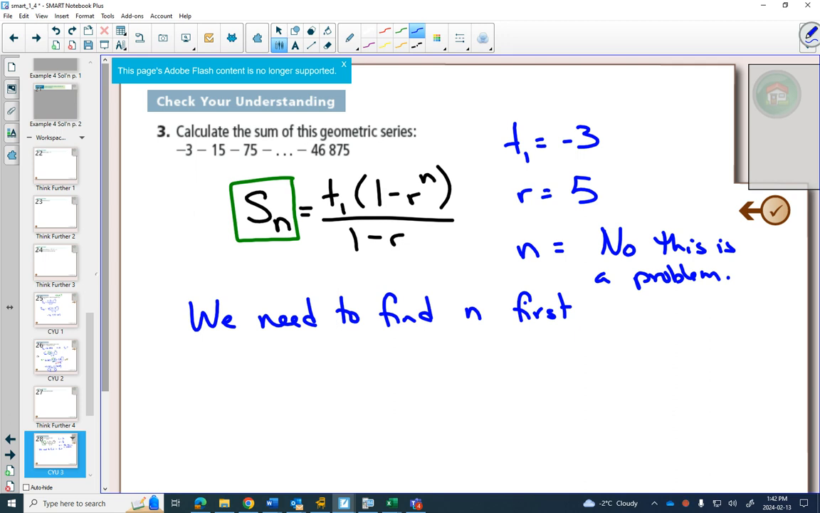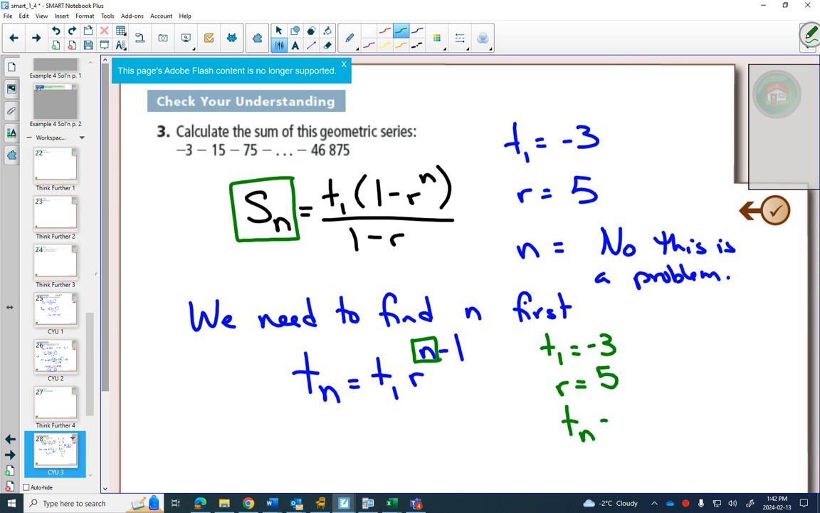Well, how do we do that? We have to look at the other formulas. This is geometric. We have another formula for geometric sequences. We have a formula that says term n equals term 1 r to the n minus 1. And we would need to find out how many terms there are. If we wanted to do this, we still know term 1. Term 1 is still negative 3. We still know r. r is 5.